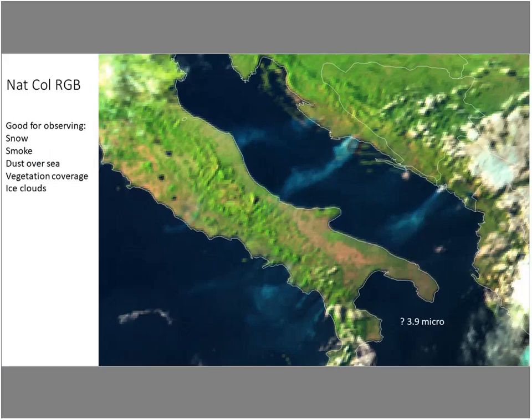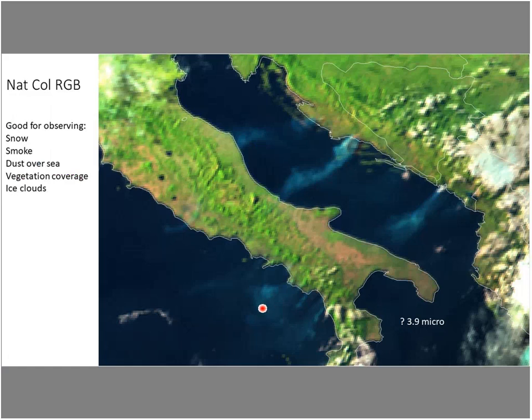Here again, we have some smoke fires. In this natural color RGB, which is good for observing snow, smoke, dust over sea, vegetation coverage, and ice clouds, we can again see the same smoke that I showed you just a few slides ago. This is again the same image from last summer, 2017, Croatian coast and Montenegrin coast. We can clearly see the origins of this smoke that is spreading, and even some fires over Italy, and the smoke coming from those fires into the Mediterranean.